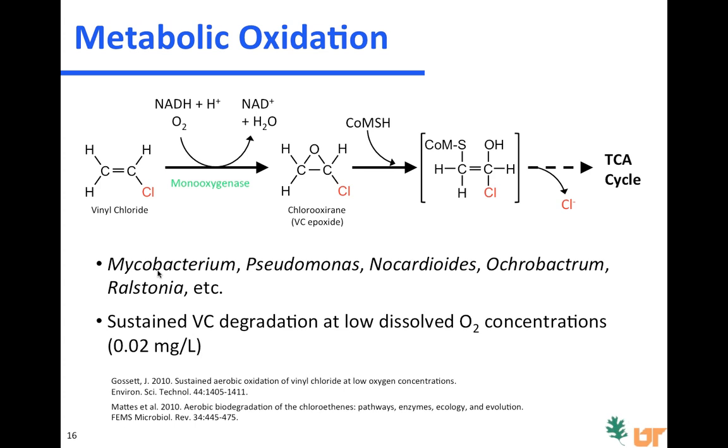So this process here in more detail: you have vinyl chloride, there's a monooxygenase, you generate this epoxide, you have a specific enzyme system, you need CoM as a cofactor, the chloride comes off, and you generate intermediates for the TCA cycle.